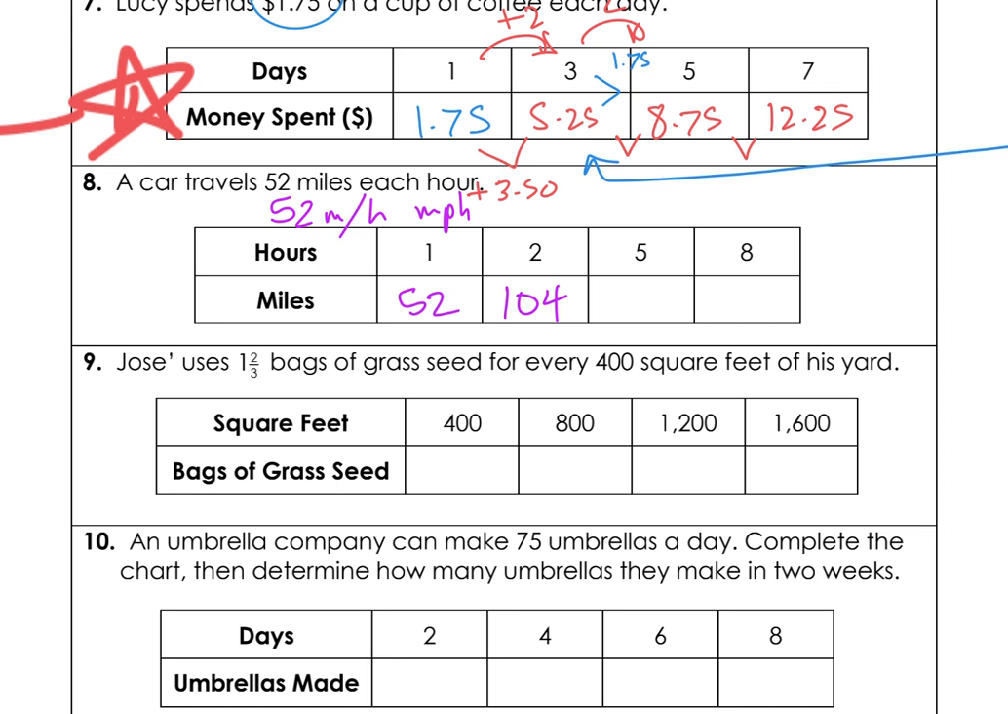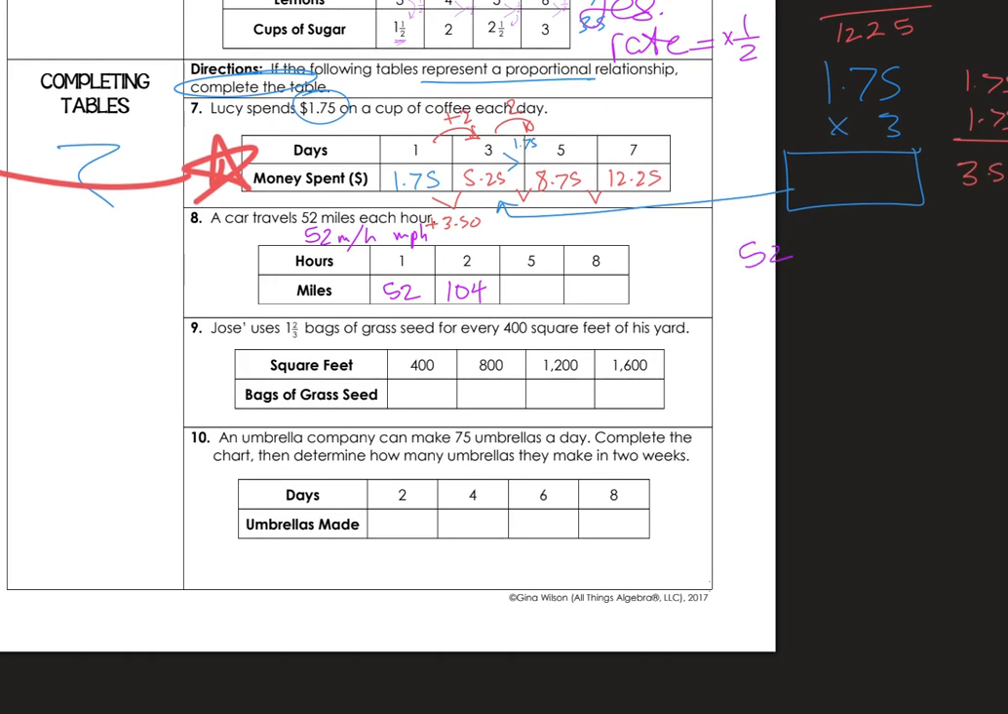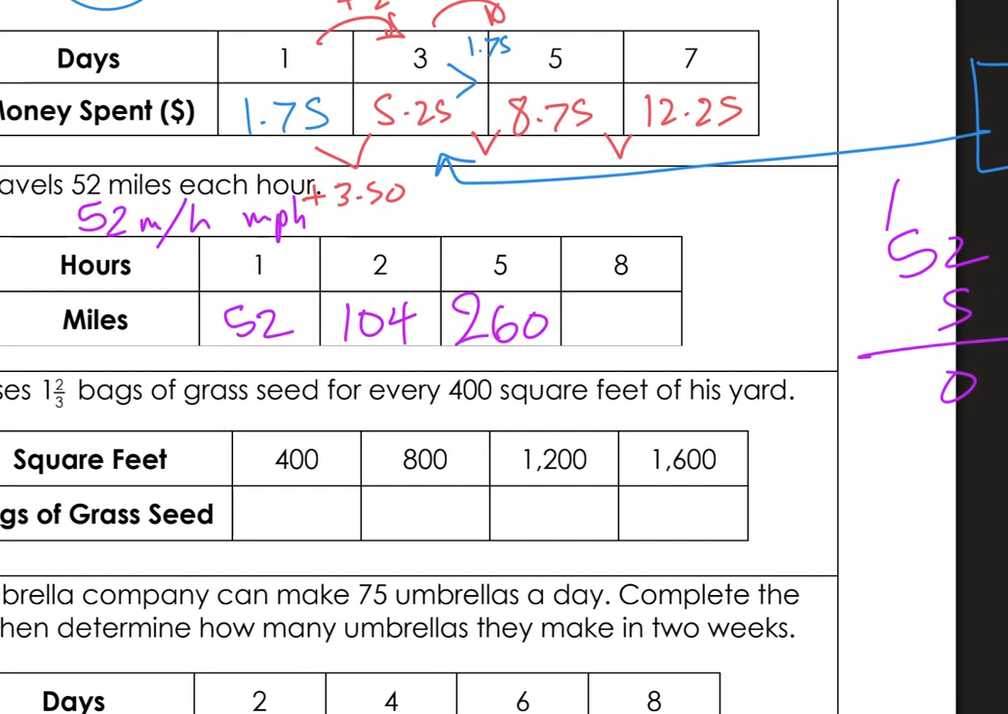After 5 hours, you're going to have to do 5 times 52, which I think is 260, but let me double check my math before I get too overconfident. Yep, 260. And then I had a student ask me about this. Right here, they said, you know what, I could multiply 52 times 8. I could. But they also asked me, can I just multiply this times 4? And the answer is yes. Because this is a proportional relationship, you can.